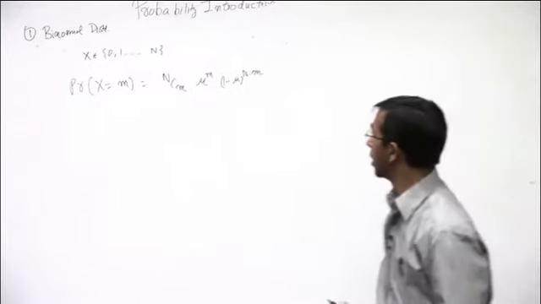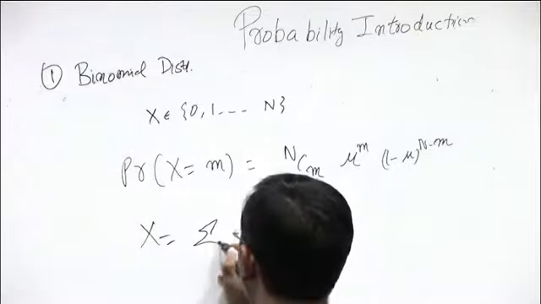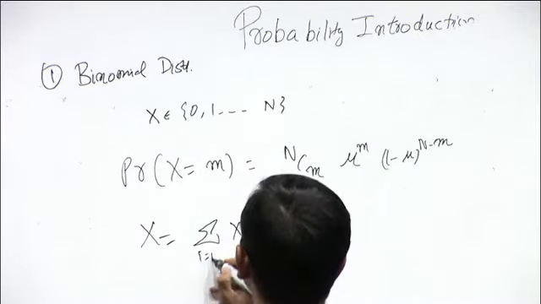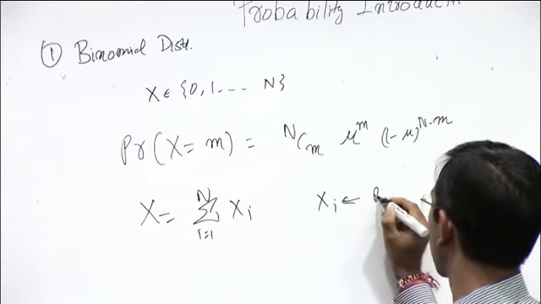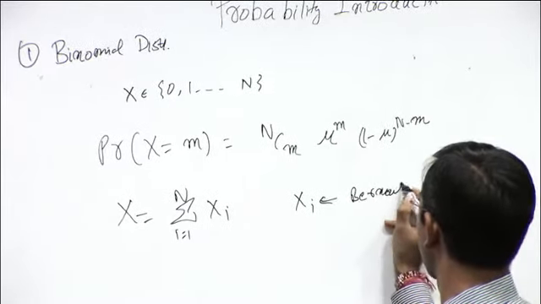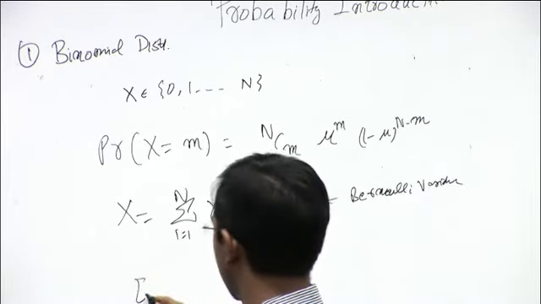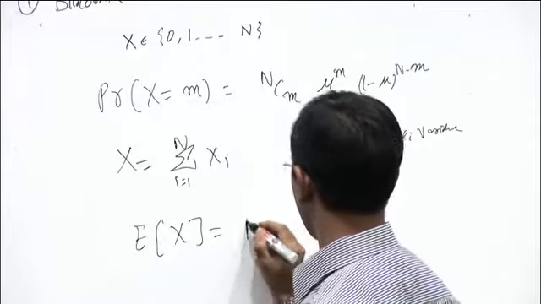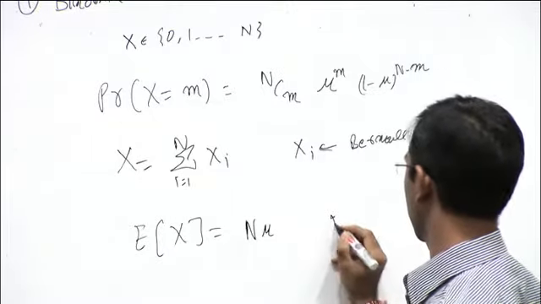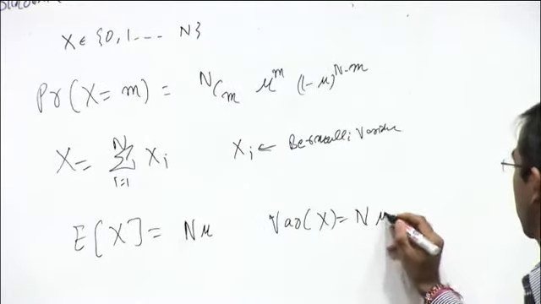Okay. So essentially this x can also be thought of as the summation of xi, i goes from 1 to n, and each xi is a Bernoulli random variable. And just as a refresher, the mean is n times mu, and the variance of x is n times mu times 1 minus mu.